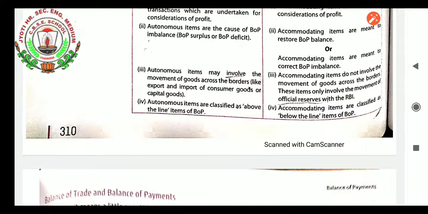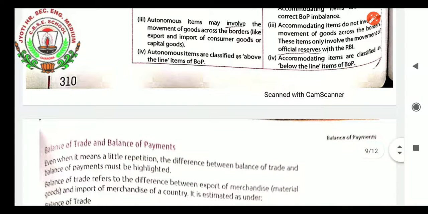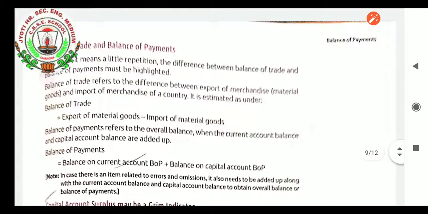Autonomous items may involve the movement of goods and supplies across the borders to make profit, or export and import of consumer goods or capital goods, but accommodating items don't involve any movement of goods and services across the border. Autonomous items are classified as above the line, whereas accommodating items are classified as below the line.